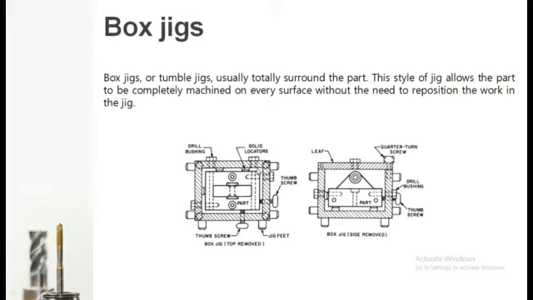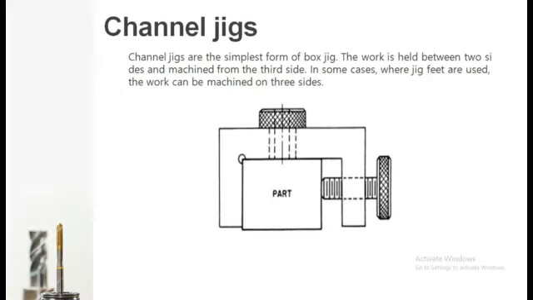Okay. Coming to the next type, that is a channel jig. Channel jigs are the simplest form of a box jig. You can consider that channel jigs are most probably used when only 3 faces are available for holding, and the 4th face of the workpiece is to be machined or drilled.